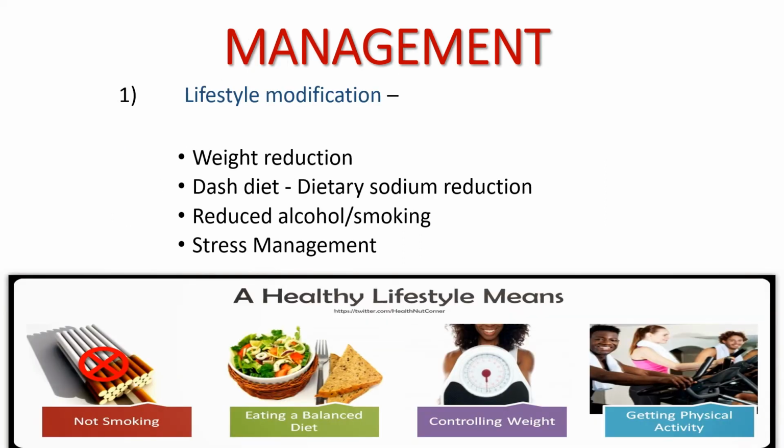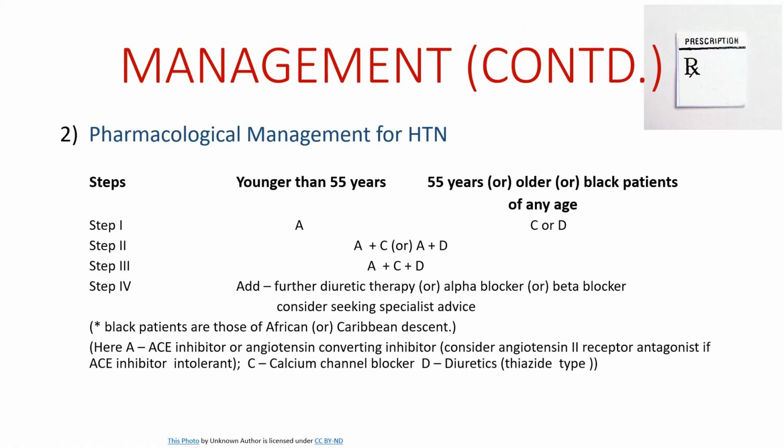Now let's talk about the management of hypertension. Mainly the management of hypertension is possible by two ways. The first way is the lifestyle modification. By changing the lifestyle, we can improve hypertension. And for that, weight reduction, quitting smoking, reducing the alcohol intake, taking less sodium in the diet, and also managing the stress via yoga, via exercises can prevent hypertension.